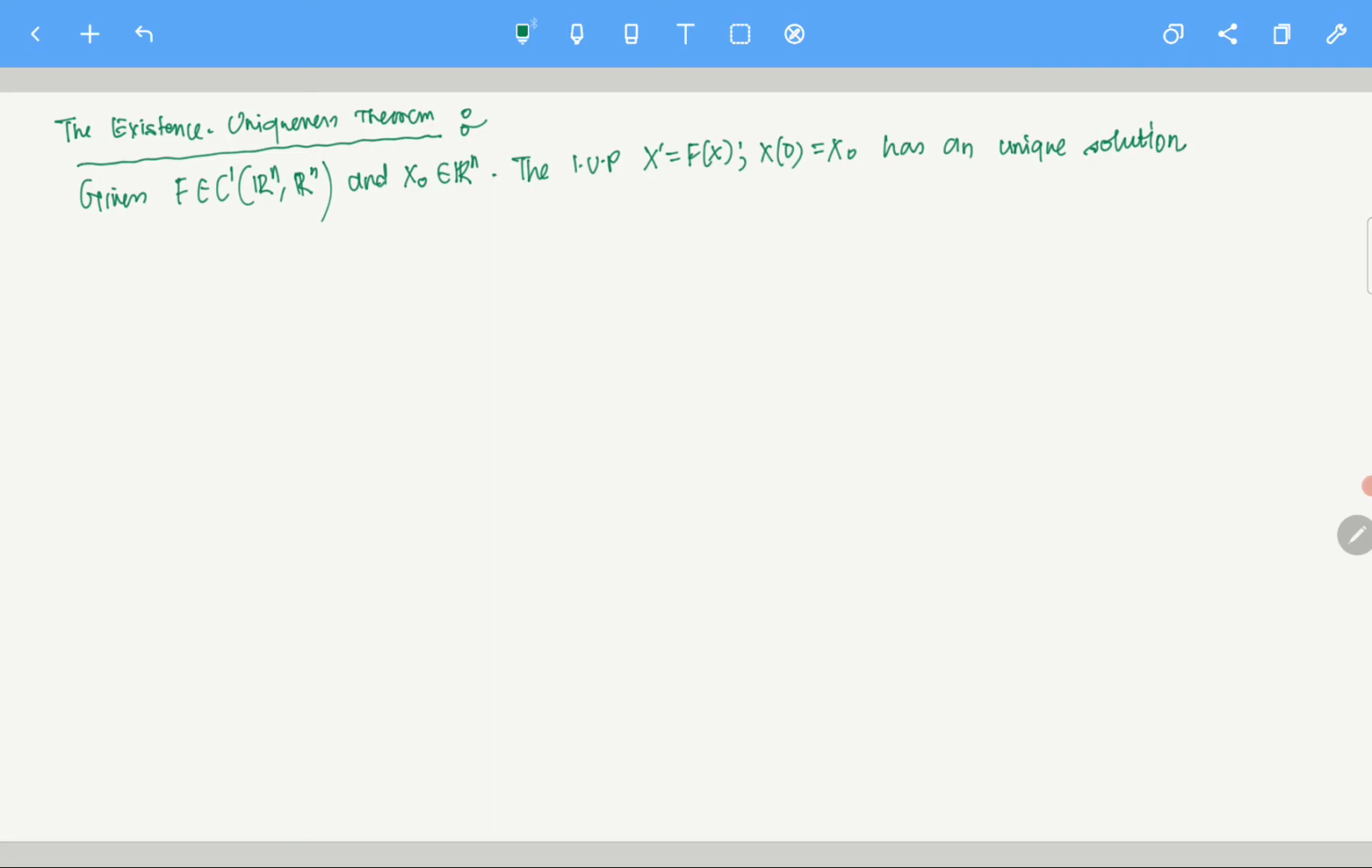What is the unique solution? The solution exists everywhere, right? It depends on where you are taking your t. t is the variable on which x depends. So if you are taking t to be in some interval I, the unique solution exists in the whole interval I. Now let's look into the proof of the theorem.